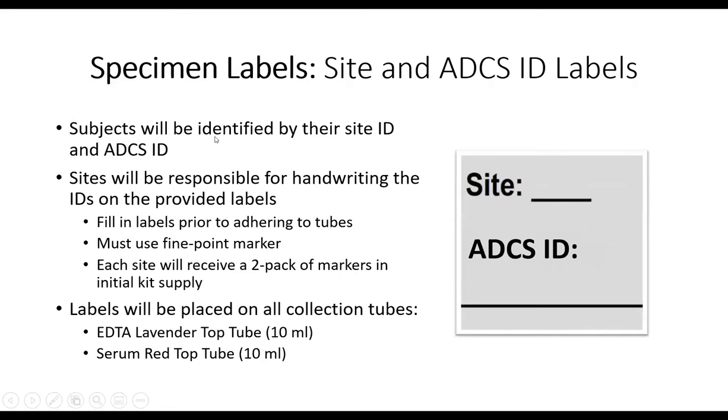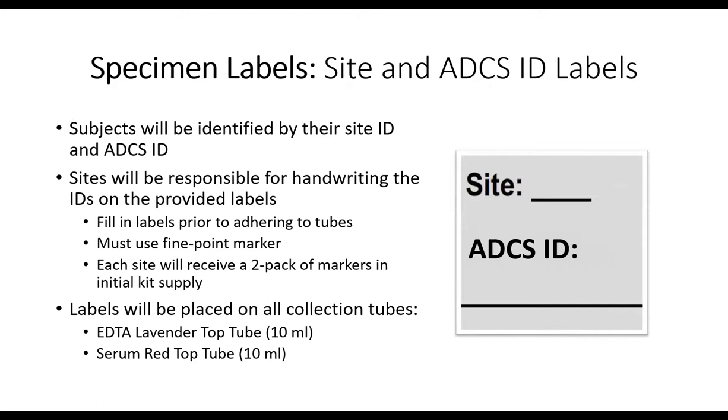The site and ADCS ID label looks like this. You'll see there are some blanks on here, and that's for you to handwrite in your site number and the participant ID. So since you do have to handwrite this in, we will provide a 2-pack of fine point markers in advance of the study starting that you can use to write on there.